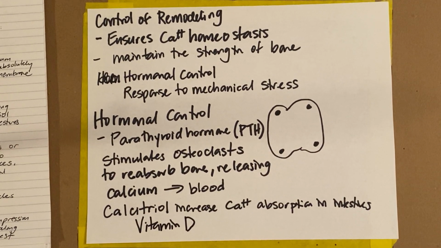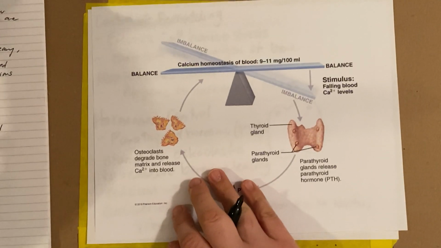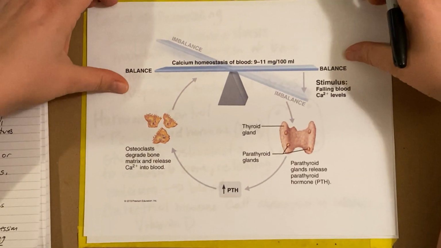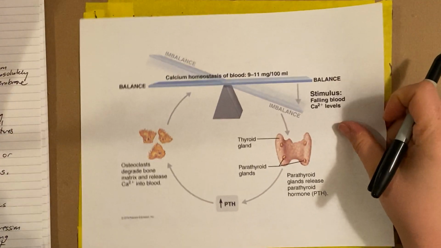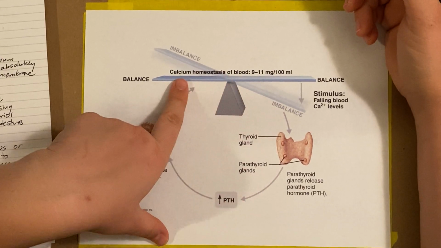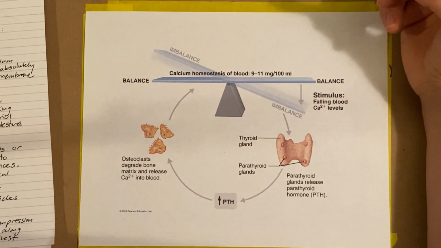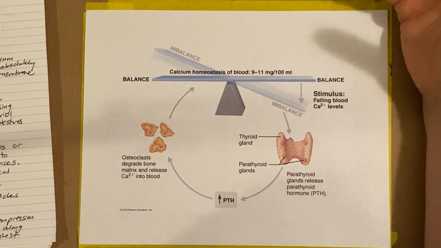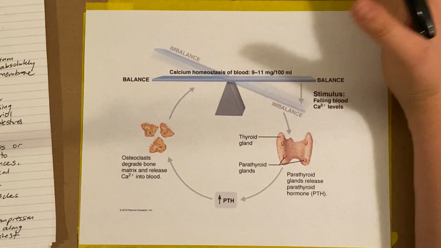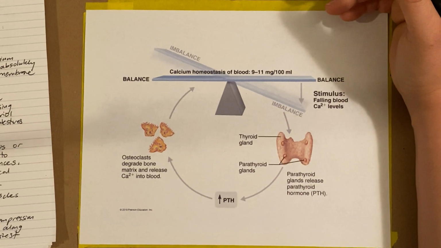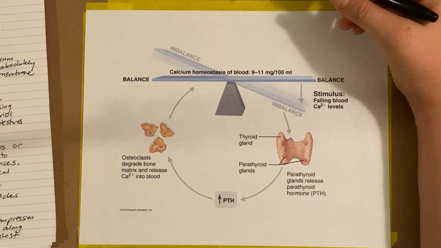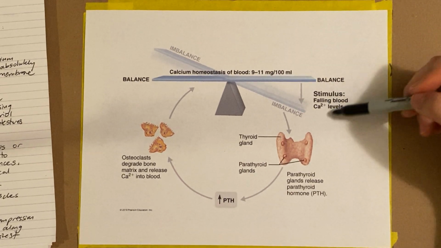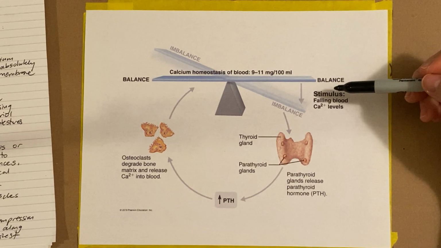And so what happens is if you have low levels of, or there's some imbalance. Okay, so calcium homeostasis, so there should be 9 to 11 milligrams per 100 milliliters of blood. So the calcium needs to be in that approximate area. If it somehow is imbalanced and it is too low, what's going to happen is that we need to then increase our amounts of blood calcium.